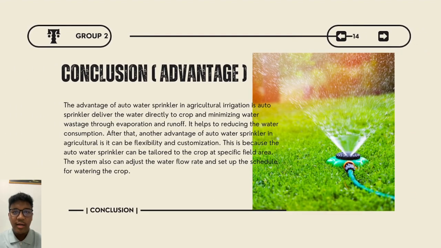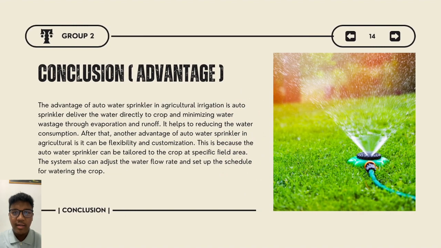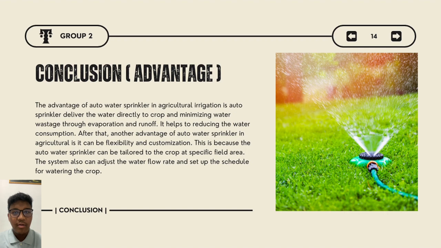For the conclusion, let me explain the advantages first. The advantage of the auto water sprinkler in agricultural irrigation is that it delivers water directly to the crop, minimizing water wastage through evaporation and runoff. It helps to reduce water consumption.